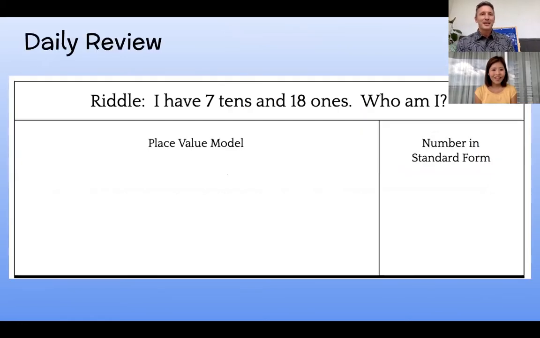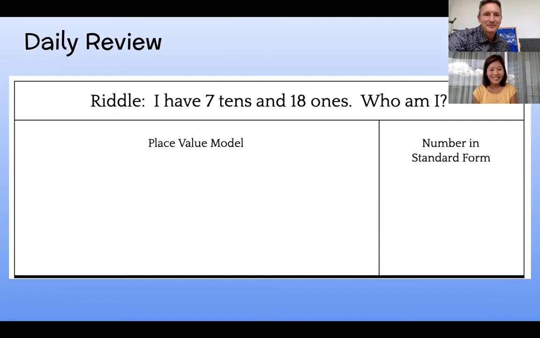All right, we're going to start with our daily review. This is the first one. Get your paper and something to write with. I'm going to give you a riddle, and you are going to solve the riddle. Get your brain ready. It goes like this: I have 7 tens and 18 ones. Who am I? Show me with your base 10 model or a place value disk. Once you figure out the number, write it in standard form. You can pause this video and come back to compare answers with us.